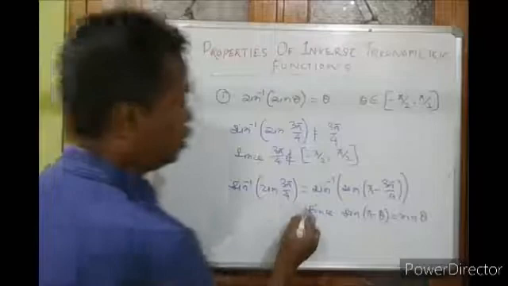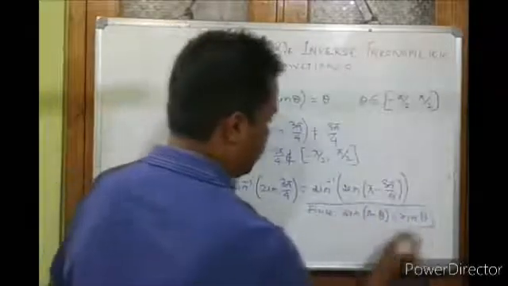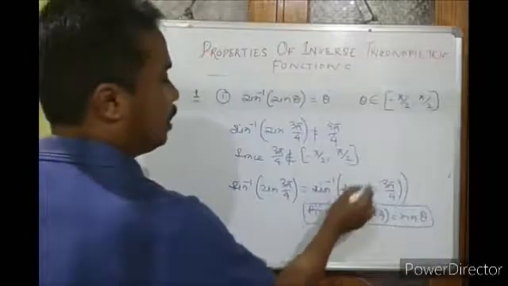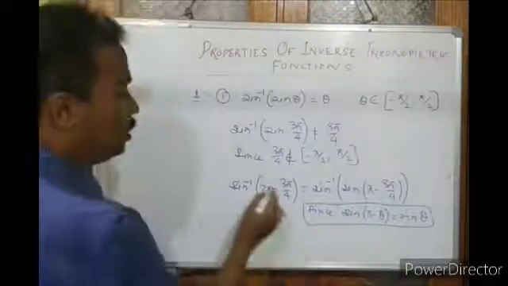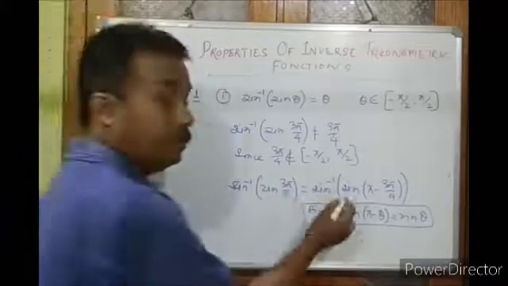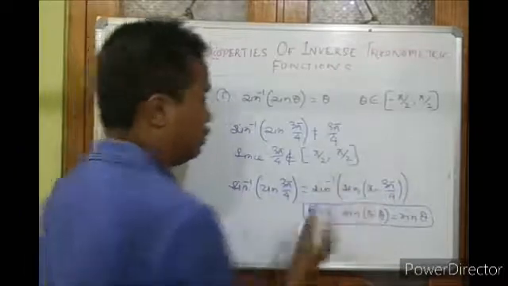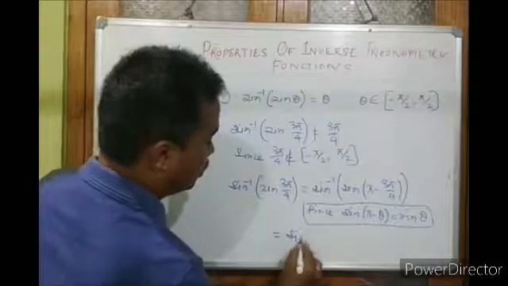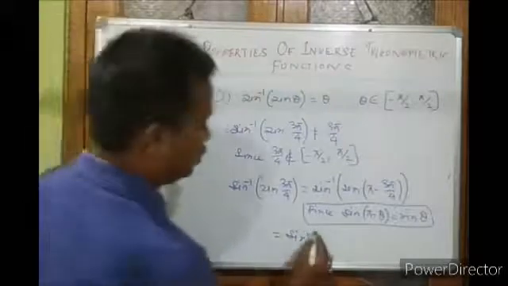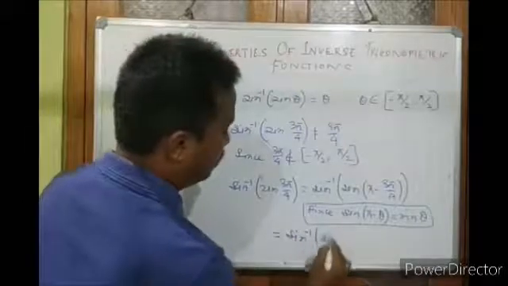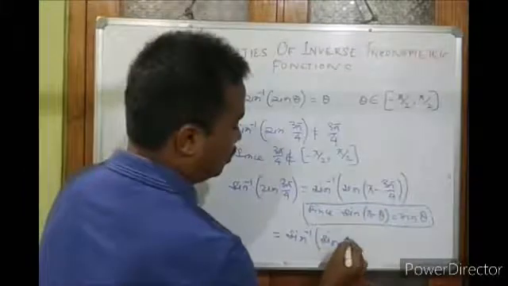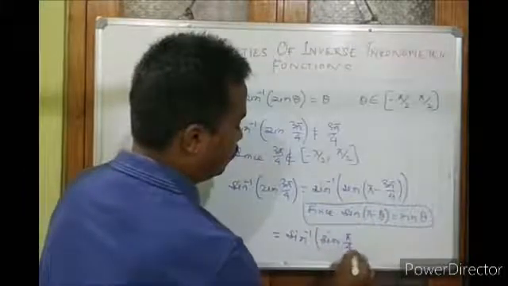So using this, we can write sine inverse sine of pi minus 3 pi by 4. In place of sine 3 pi by 4, we have written sine of pi minus 3 pi by 4. So as a result, this is equal to what? Sine inverse sine of pi minus 3 pi by 4, which is sine inverse sine pi by 4.